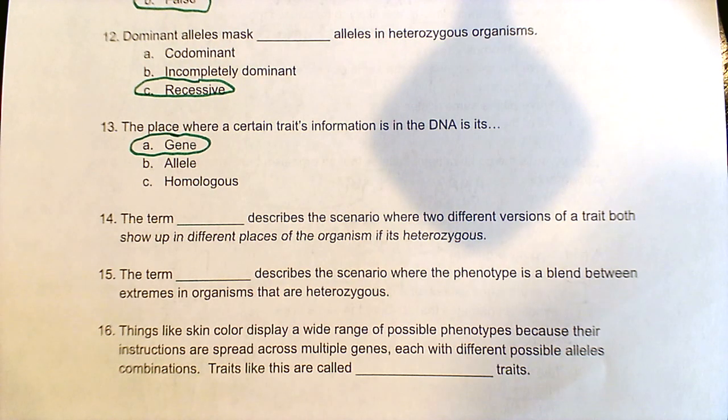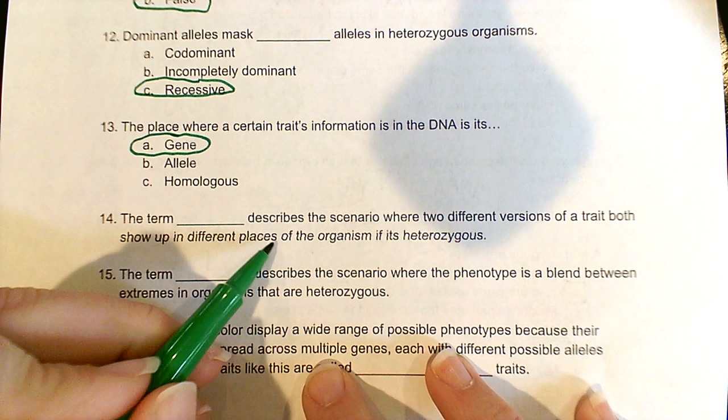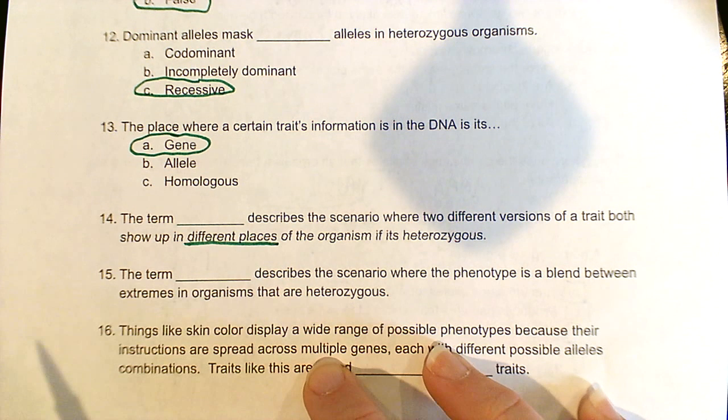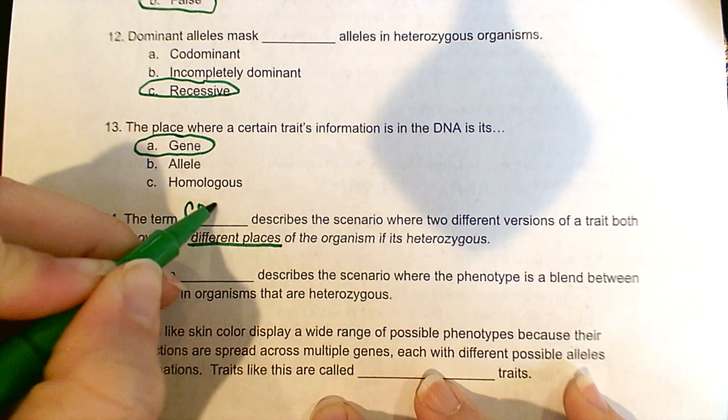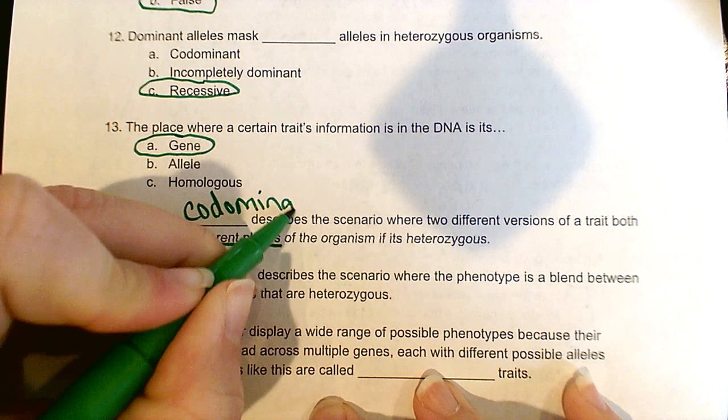All right, 14. This describes a scenario where 2 different versions of a trait both show up in different places. So again, this is like red flower plus white flower equals red and white flower. Maybe it has red and white petals, or something like that. Or, you know, an allele for type A blood and an allele for type B blood makes AB blood. Right, so this was the co-dominant.